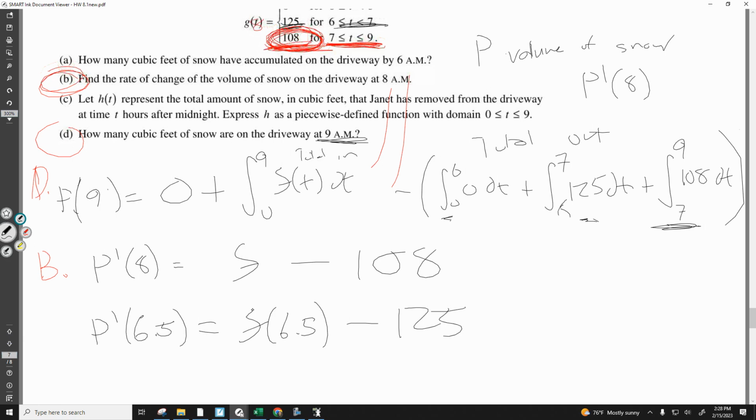If I asked you for maxes and mins, you'd have to split up your derivative sign analysis to be F minus 0 from 0 to 6, F minus 125 from 6 to 7, F minus 108 from 7 to 9. Sometimes you'll have to have three graphs that you look at with different intervals working your way across. Okay?